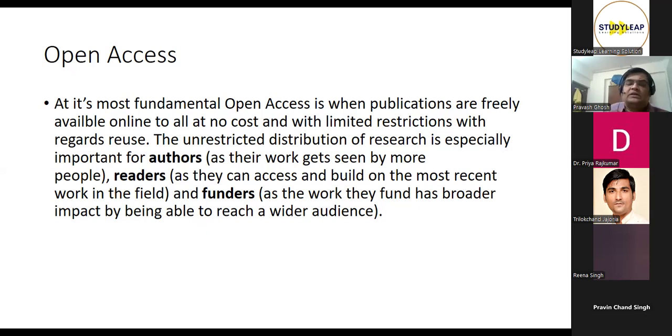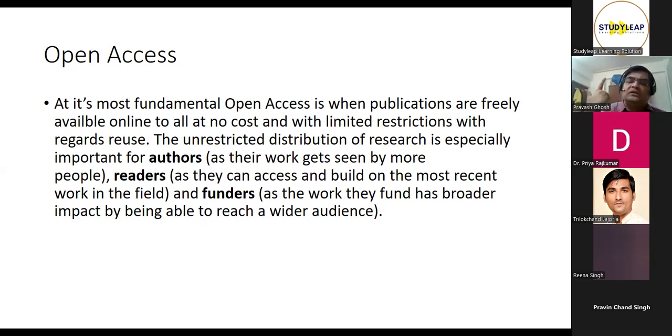Your H-index will also go up. Your citation will go up, and the journal citation will also increase. Why are readers going for open access? Where should I read from? Open access, right? There is a website called DOAJ, the Directory of Open Access Journals. Tomorrow I will show it. Today it's very difficult actually. Readers can access and build on the most recent work in the field. As sir was asking where I should find it, you should go to DOAJ, 12,000 open access journals.